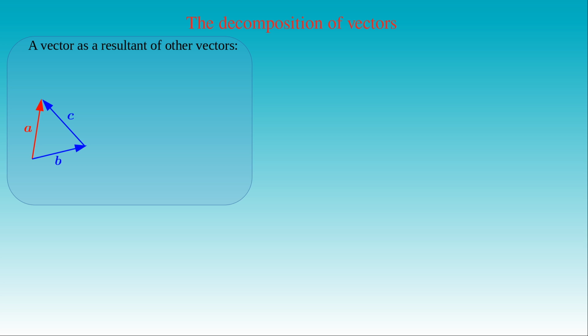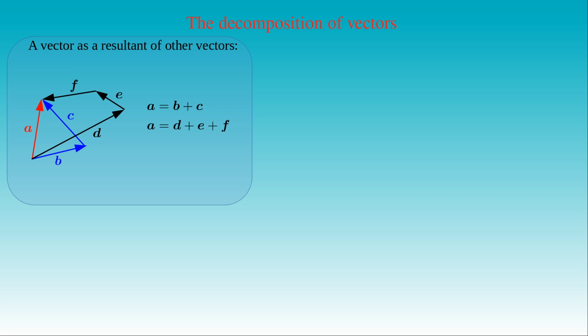Then the vector sum of b and c gives the vector a, and we can say the vector a is decomposed to the vectors b and c. But we can have many other ways to make such decomposition. For example, we can take the vector d, the vector e, and the vector f. Their vector sum also gives the vector a.